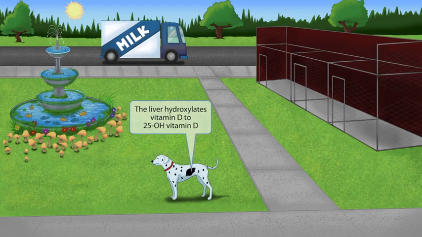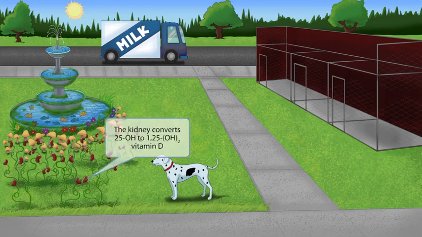The liver hydroxylates vitamin D to 25-hydroxyvitamin D. And this Dalmatian is looking right at this nice healthy patch of kidney beans. This patch of kidney beans helps emphasize the role that kidneys have in vitamin D synthesis. We learned that the liver produced 25-hydroxyvitamin D. The kidney then takes this 25-hydroxyvitamin D and hydroxylates it further, this time at the first carbon, creating 1,25-dihydroxyvitamin D. This is the active form.